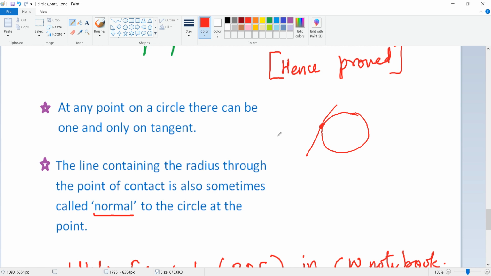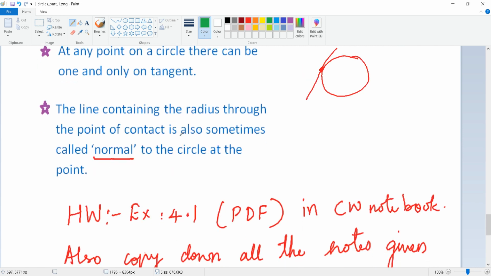Now the second point says that the line containing the radius through the point of contact is also sometimes called the normal. When we say that this is a radius and this is a tangent, let's say these two are perpendicular to each other. We always say this, right? But there is another term used for this, where we can also say that they are normal. This R is a normal or T is a normal. That means it's perpendicular. So this word normal actually means it's pointing at 90 degrees. It's perpendicular, that's all, okay?